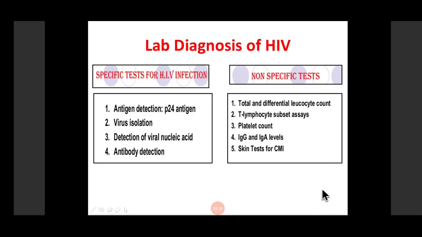Now coming to the lab diagnosis of HIV. We can detect HIV with tests that can be divided into specific tests and non-specific tests. Among the specific tests, which are special for HIV infection, is the detection of the P24 antigen. What was the P24 antigen? Please mention in the question box.